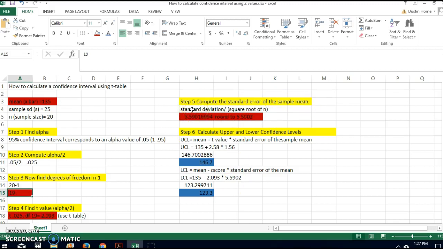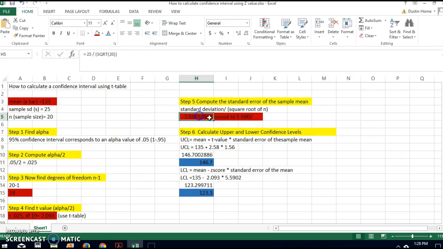Since we don't know the standard deviation of the population, we are going to use the sample standard deviation here. And we know the sample standard deviation is 25. So you do 25 divided by the square root of 20. And I did that, 25 divided by the square root of 20, and I got 5.5, a long number.